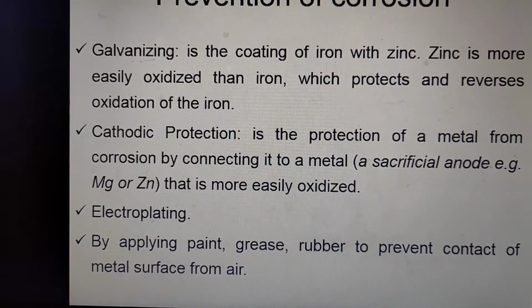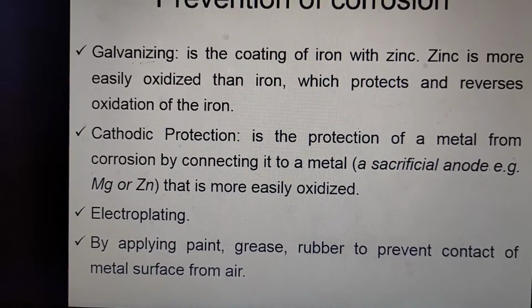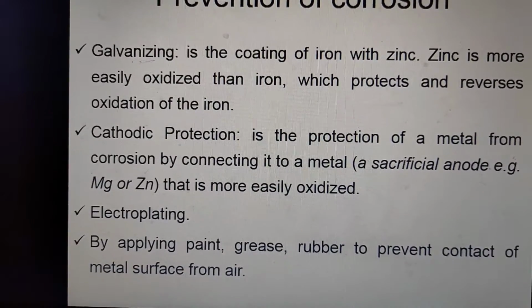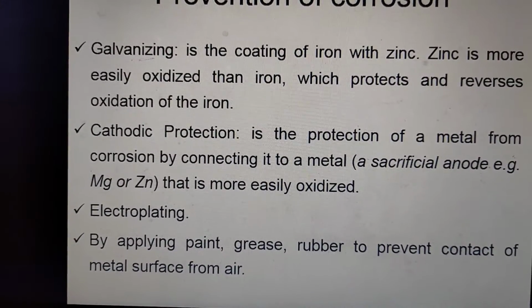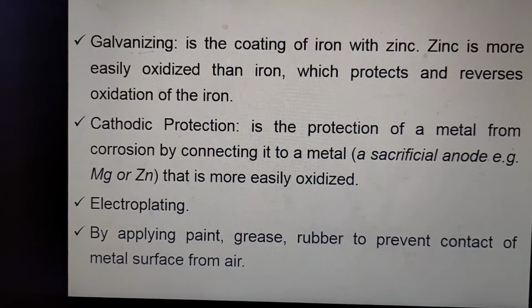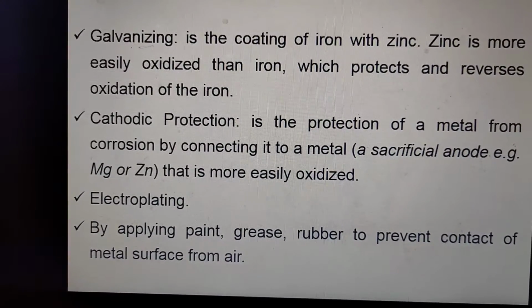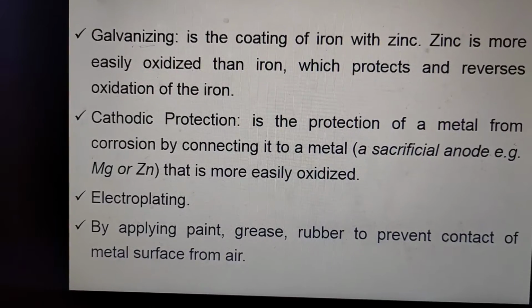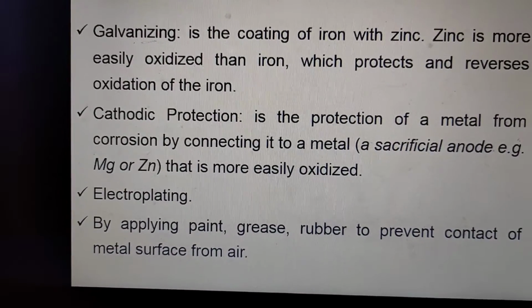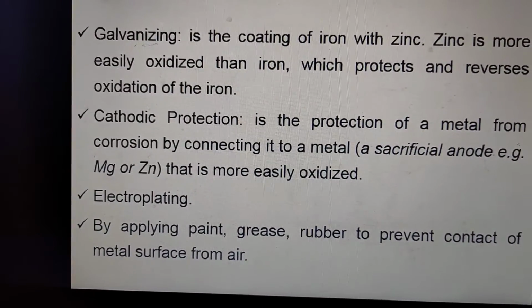Then electroplating, where we cover the metal with another metal. Also, by applying paint, grease or rubber, we prevent contact of the metal surface with air. These are the methods to prevent corrosion.